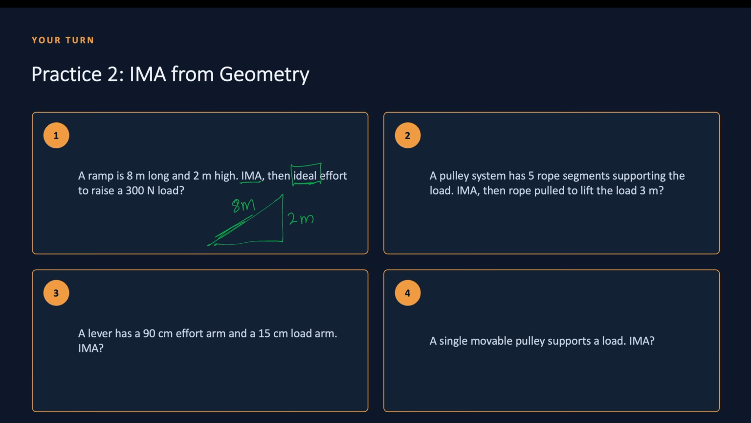So instead of just lifting the block straight up 2 meters, I'm pushing it 8 meters, right? So I have an advantage there of 8 meters over 2 meters, because I could have just done 2 meters, but I did 8 meters. So my ideal mechanical advantage here is 4. Okay. What is the ideal effort to raise a 300 Newton load? So I know that my force in times distance in is equal to force out times distance out, right?